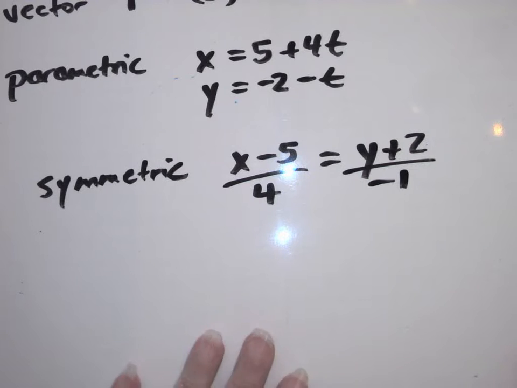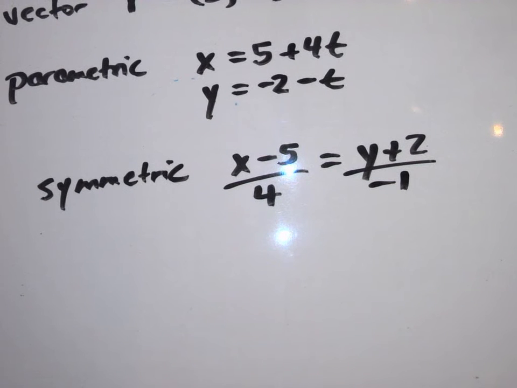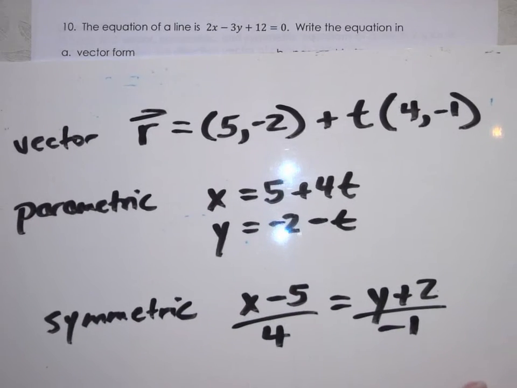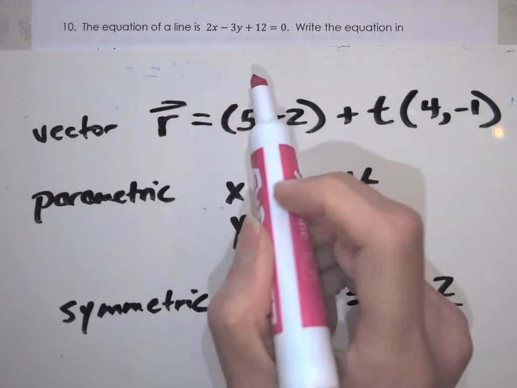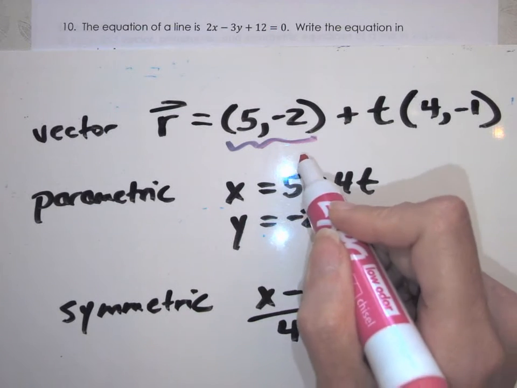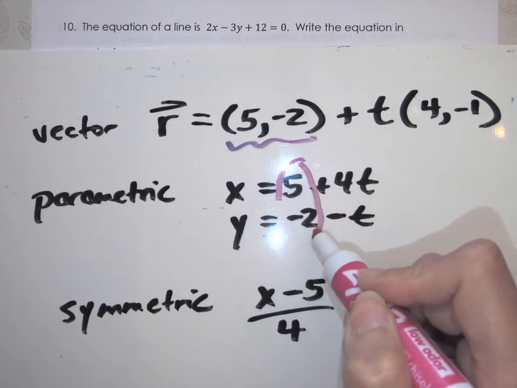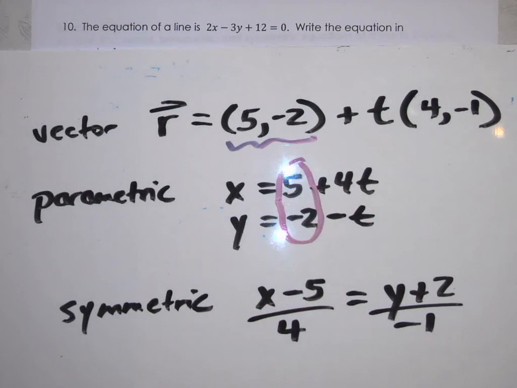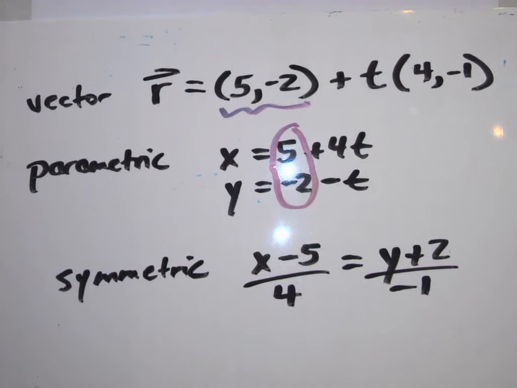And then just noticing where we see the point. So in the vector equation, this is the known point on the line. In the parametric equation, this is the known point on the line, (5, -2). And in the symmetric equation, we get the known point on the line by taking the opposite signs and making the point (5, -2).